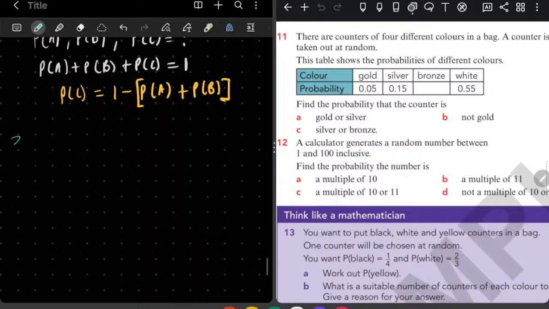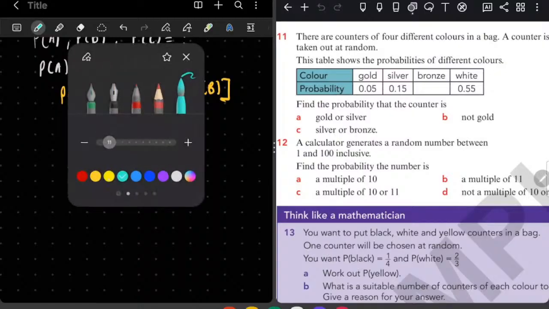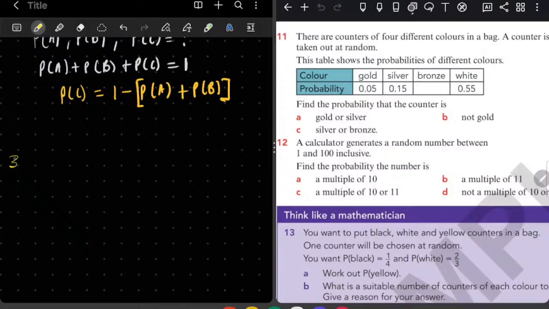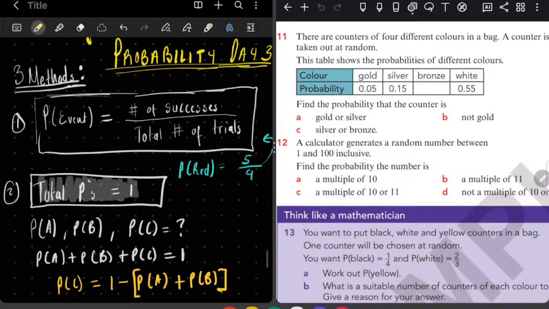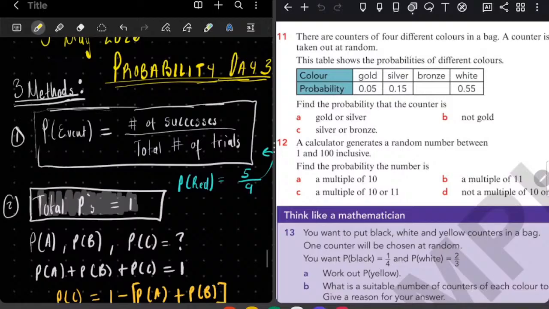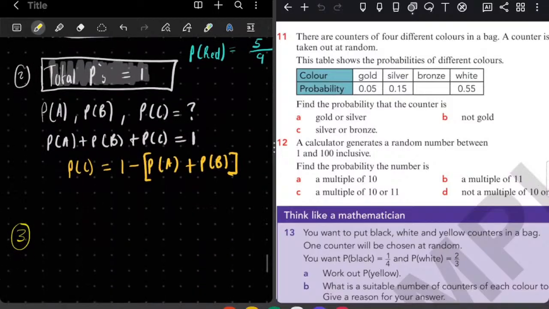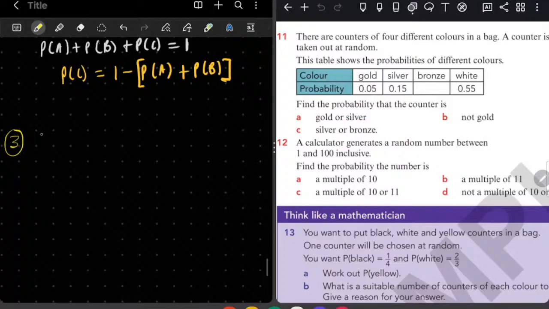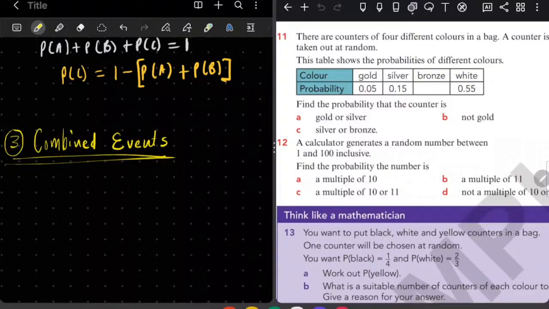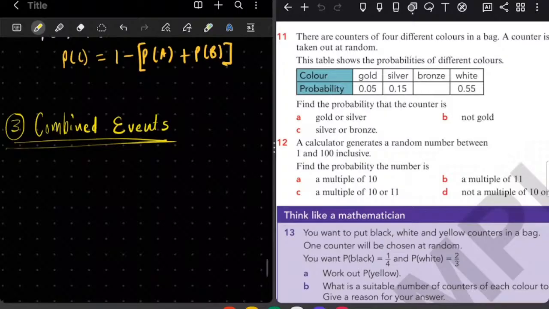Then there's the third and final one. I'll be happy if you know this one. The first one, you use it when you have numbers of things. The second one, you use it when you have probabilities. You're given other probabilities, you use the second. Then the last one is for combined events. Class, this last one is for combined events, where they'll say, what is the probability that both the events will be having A? Or what is the probability that one will have A or the other one?